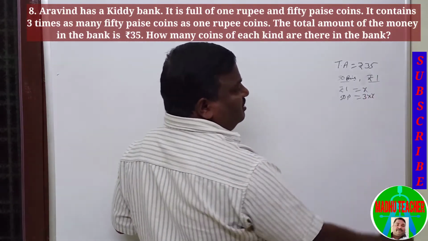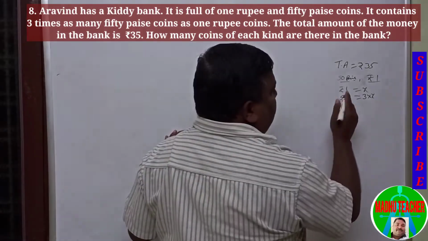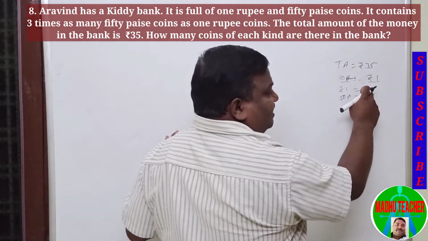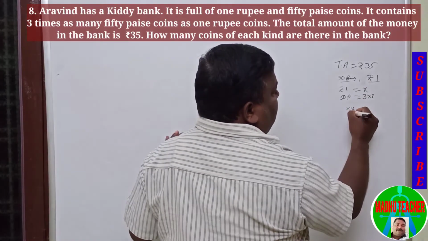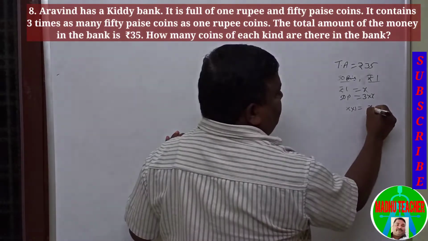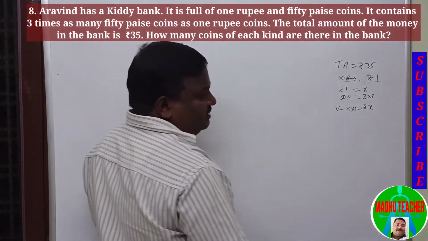So this is 3 into x, 3x. Next again, the value of x coins is x into 1. So it is 1 rupee. So x into 1, 1x, that is x rupees. So it is the value of 1 rupee coins.